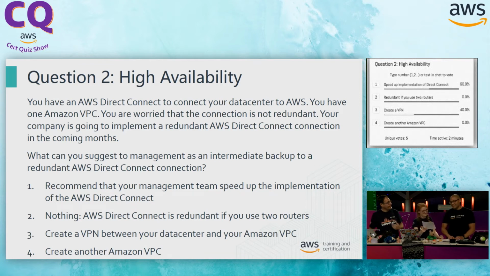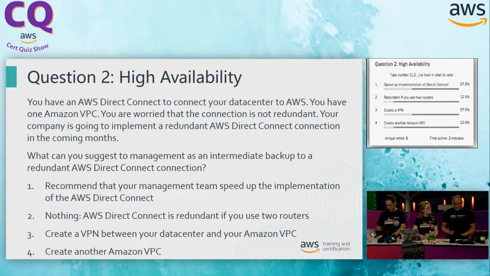What about number 2, do nothing? Do nothing. I like that. Direct Connect is redundant if you use two routers. If you're using 2 routers on-prem, you'll be redundant from the point of view of the hardware. If one of the routers fails, the other router will be able to pick up that load. But the single point of failure here is the actual Direct Connect. Because if the provider that you're using experiences an issue, that link can go down. So that's not a correct answer.